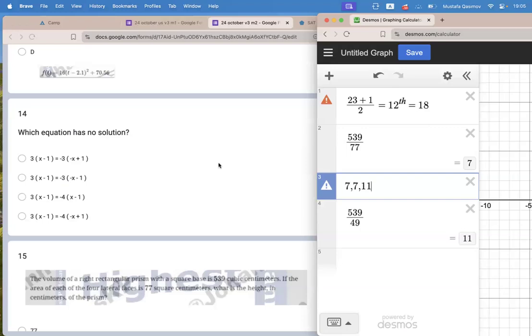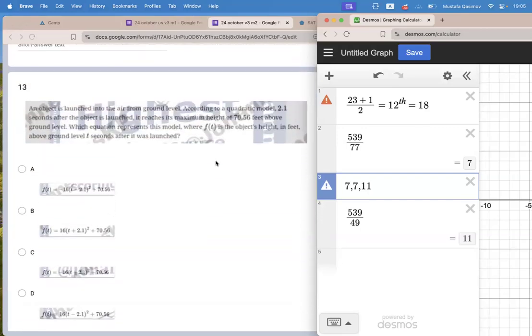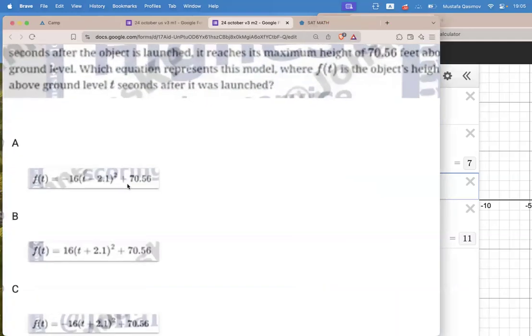Okay. This one, because we have a maximum height of 7.56 and it is happening after 2.1 seconds, it is t minus 2.1 plus 7.56. The answer is A.